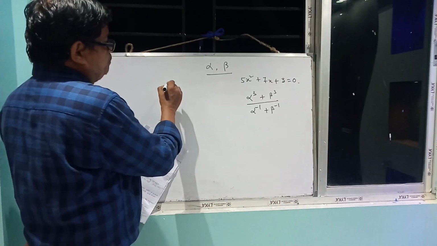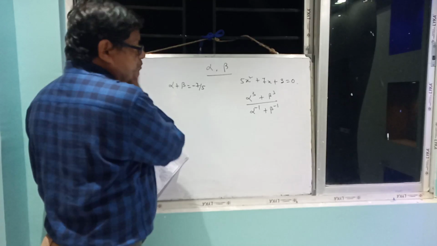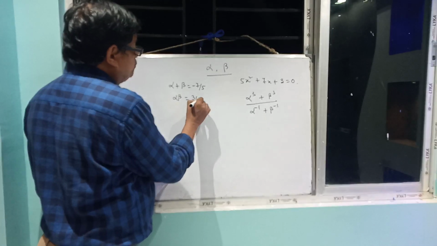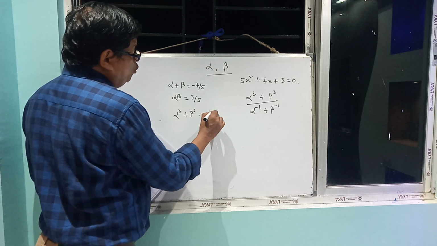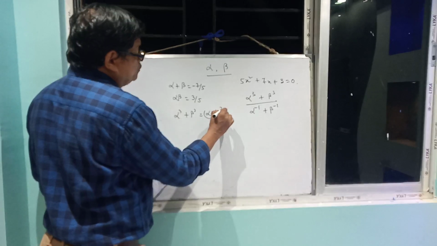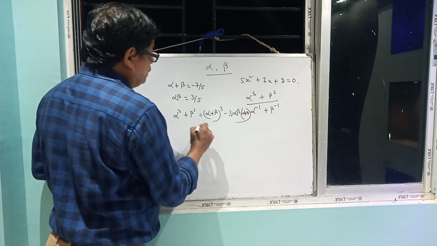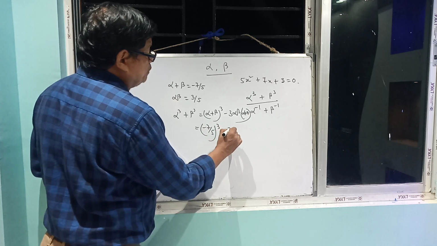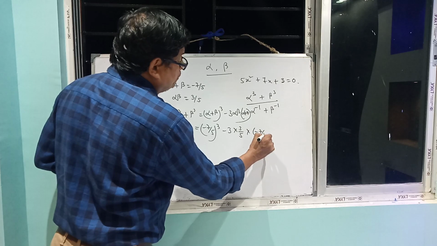So first find alpha plus beta, which is minus 7 by 5. And alpha beta is 3 by 5. So now find alpha cube plus beta cube. All of you know the formula: alpha plus beta whole cube minus 3 alpha beta into alpha plus beta. So it will be minus 7 by 5 whole cube minus 3 into 3 by 5 into minus 7 by 5.